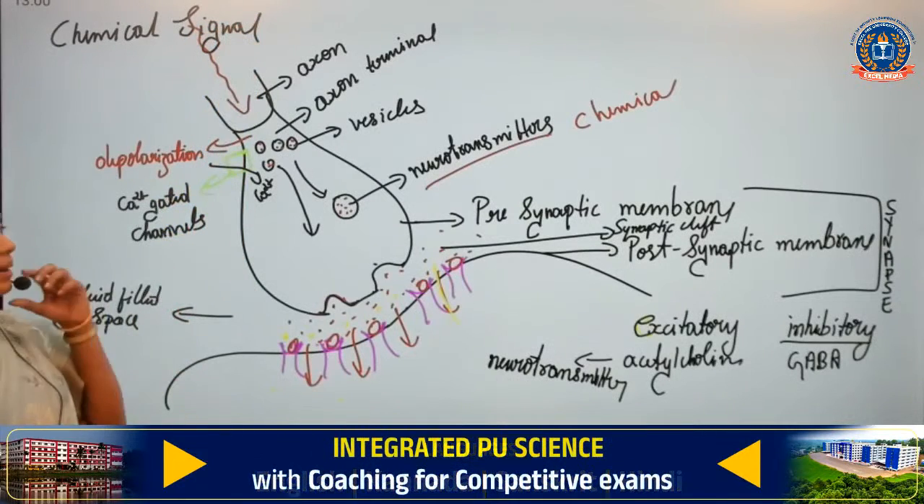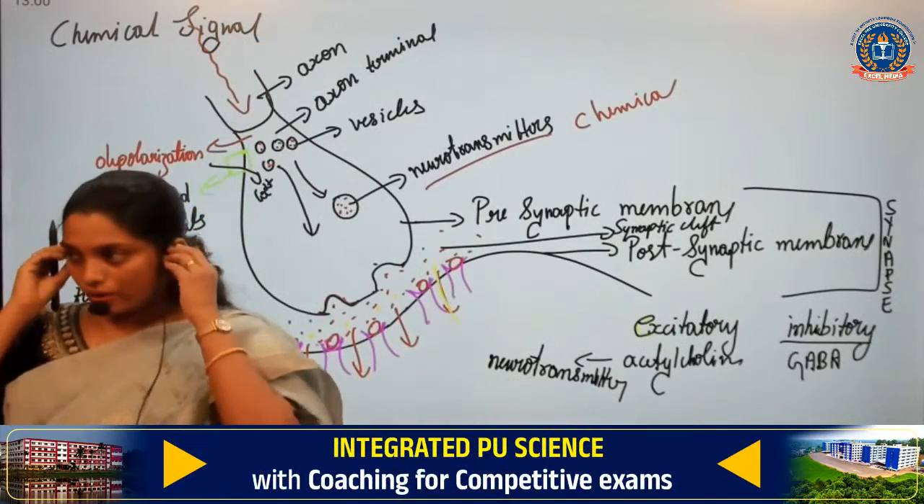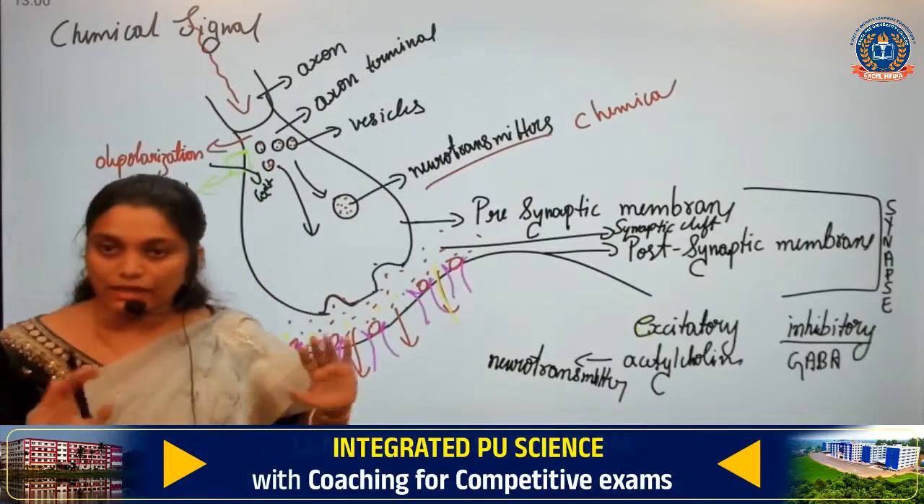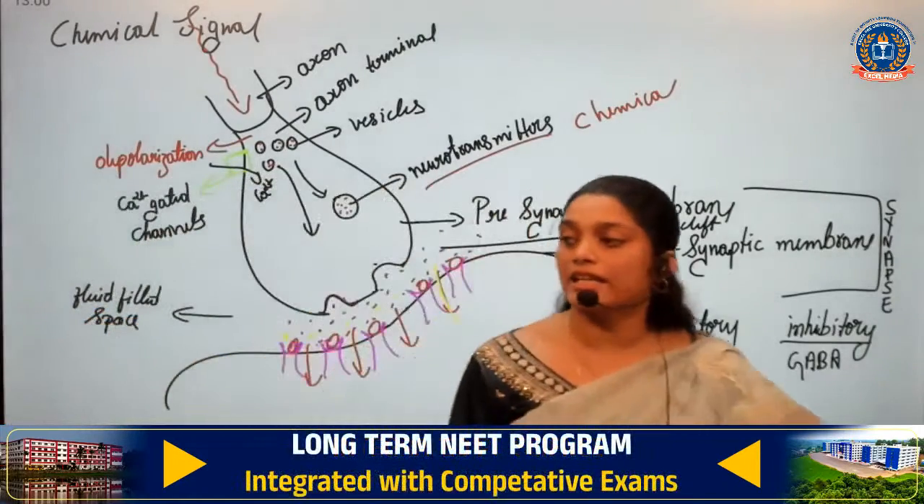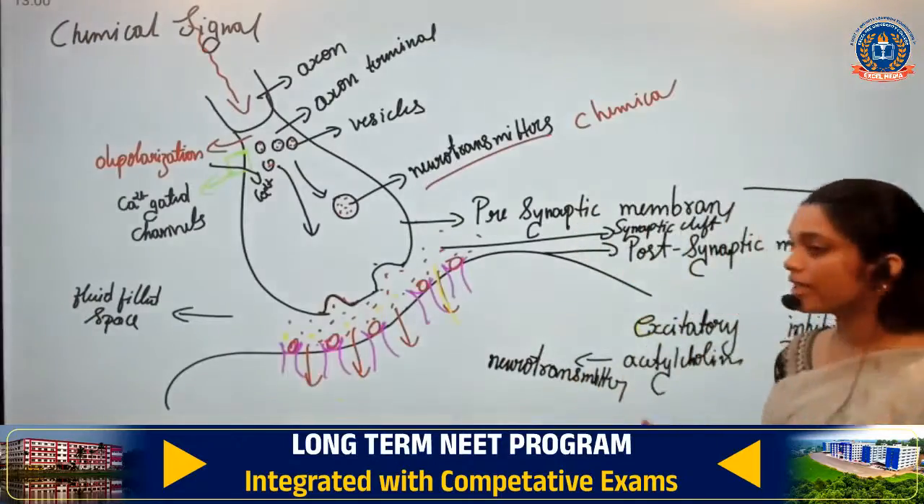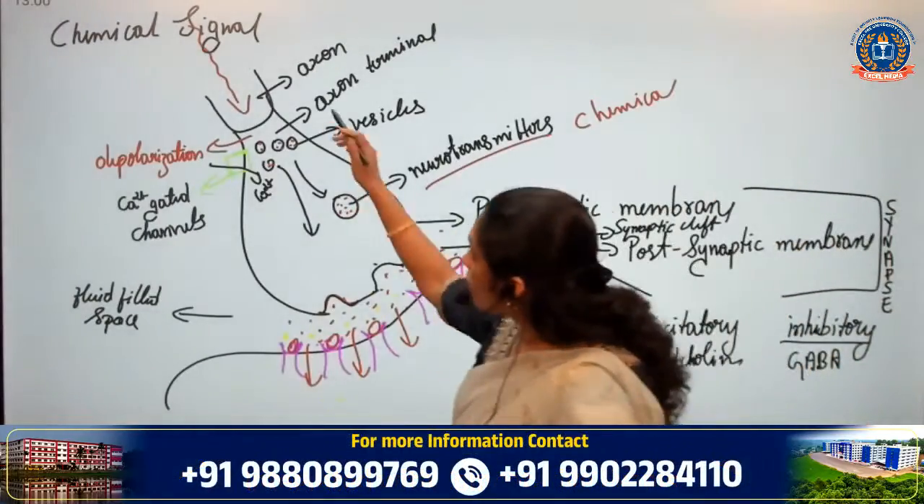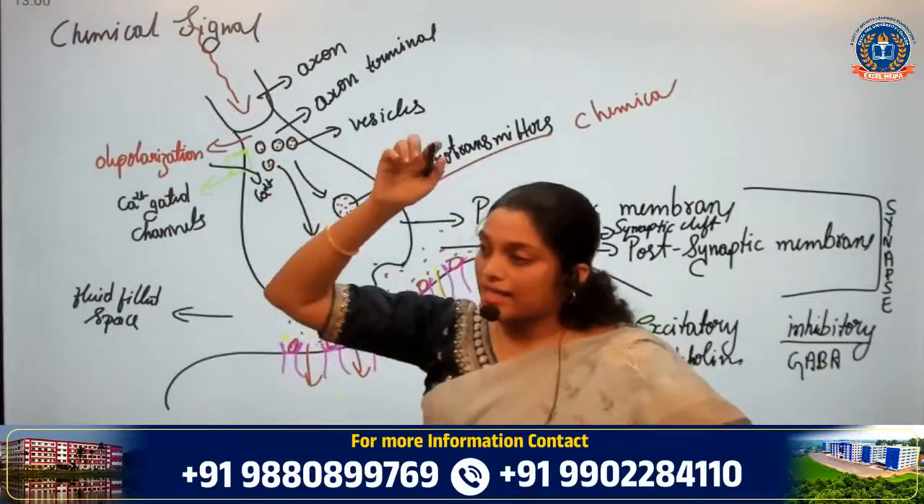from the synaptic knob to another neuron. We only studied the chemical signal. We didn't study how the electrical signal is transferred. So in the next class we'll be studying how the electrical signal gets transferred across the axon.